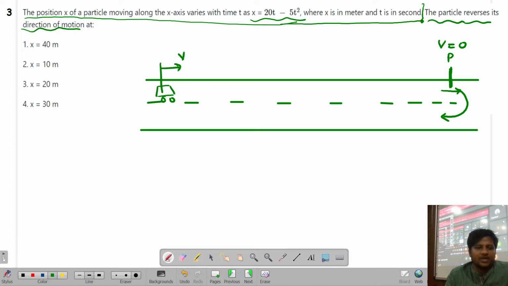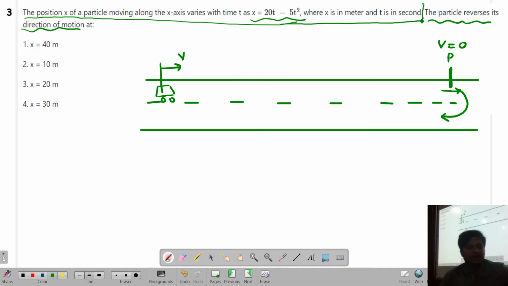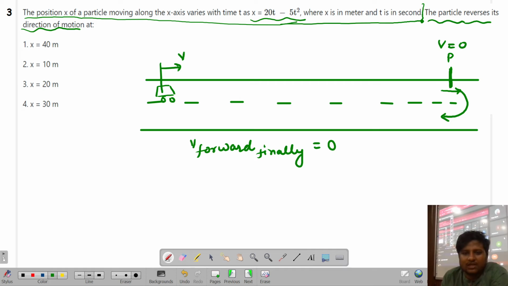What should happen at point P to reverse the car, or whatever you are driving? You need to make the velocity in the forward direction 0, or not? The forward velocity finally should get down to 0. If it does not get down to 0, how can you turn? Yes or no? Guys, can you answer me? Yes, sir. Okay, so what should happen? The velocity at point P should get down to 0. Then only what will happen? The particle will be able to turn.